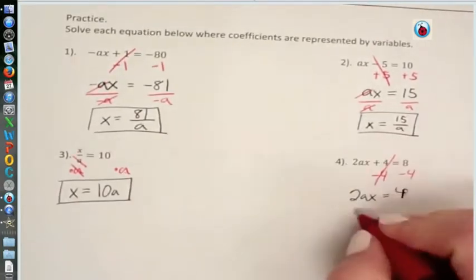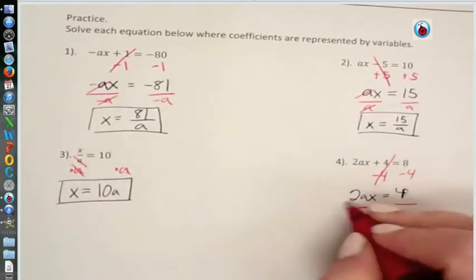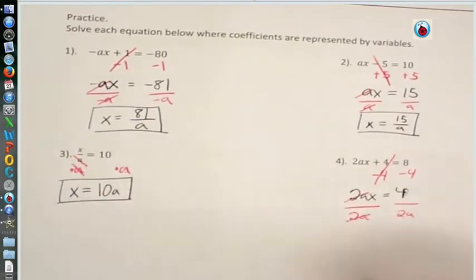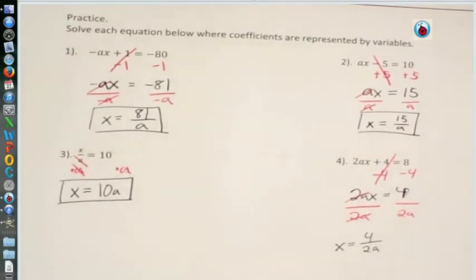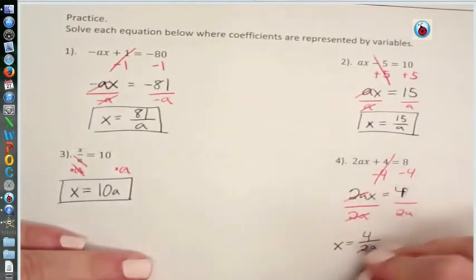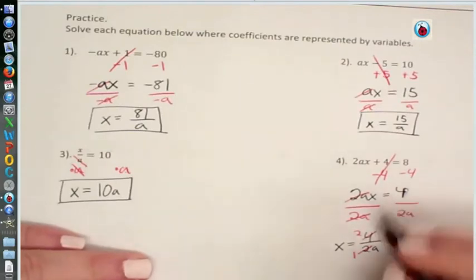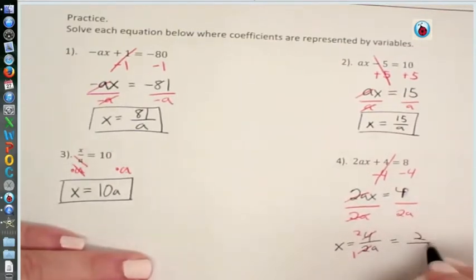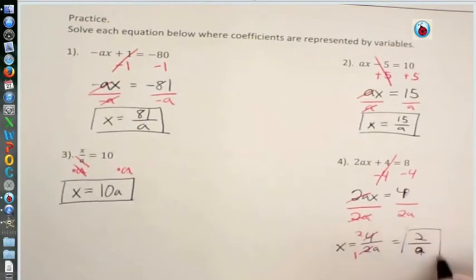If I divide both sides by 2a, that cancels. I get x equals 4 over 2a. But that can be simplified. 4 and 2, I can divide those each by 2 and get 2 and 1. So that simplifies to 2 in the numerator, 1a in the denominator. That's just a. So there's my answer.